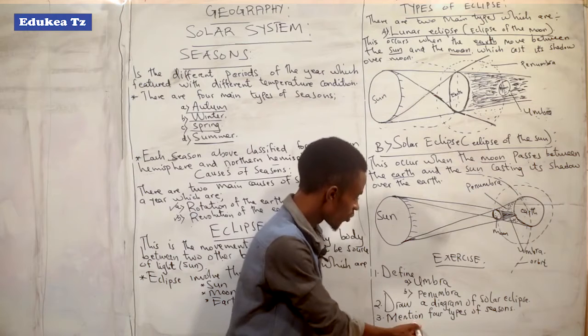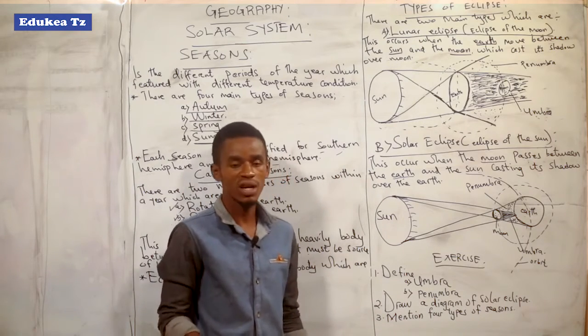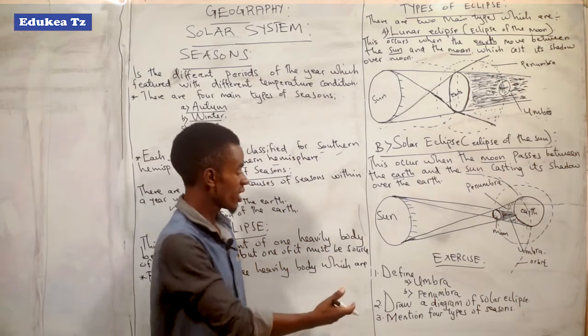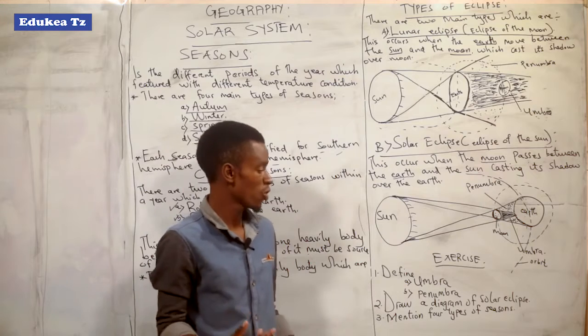And also mention four types of season. Mention four types of season, and it is well clear. So that is an exercise you can do in order to check whether you understand or not.